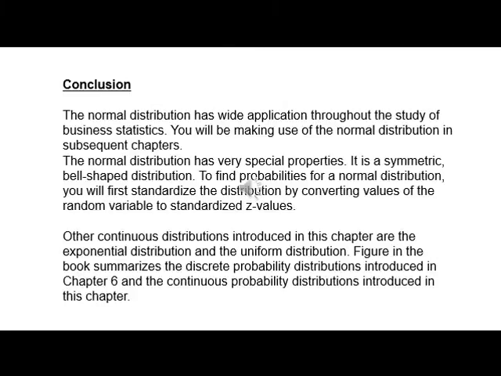To find probabilities for a normal distribution, you will first standardize the distribution by converting values of the random variable to standardized z-values. Other continuous distributions introduced in this chapter are the exponential distribution and the uniform distribution. Figure in the book summarizes the discrete probability distributions introduced in Chapter 6 and the continuous probability distribution.